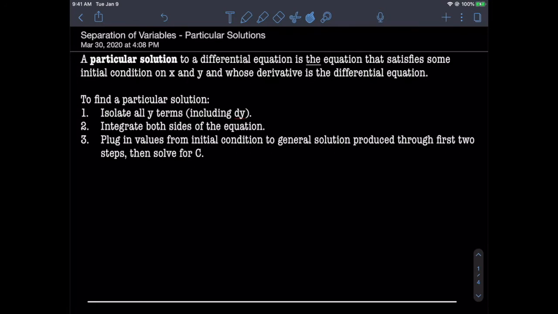First, we have to isolate all the y terms, including dy, on one side of the equals. Then, we need to integrate both sides of the equation. And instead of solving for y in our last step, we're going to plug in the values from the initial condition into our general solution, and then solve for c. From there, it may be possible to solve for y, but depending on what we need, we may just leave it as it is. So without further ado, let's go ahead and take a look at some examples.